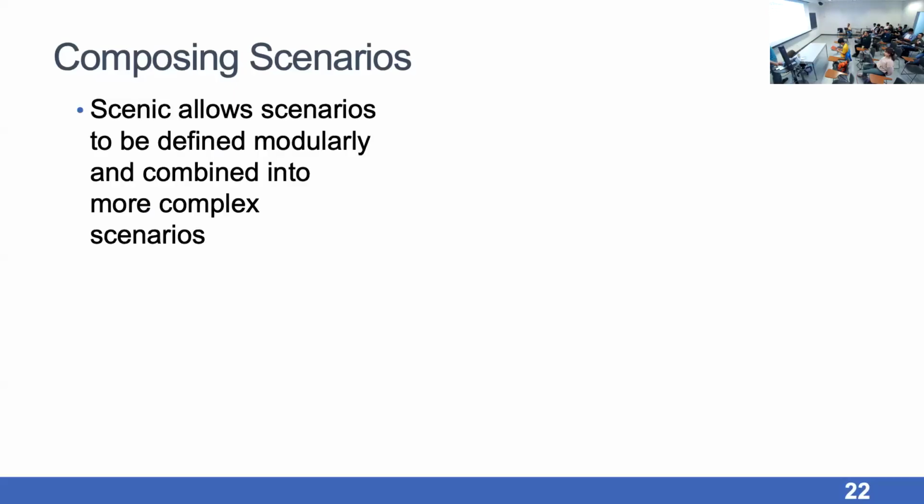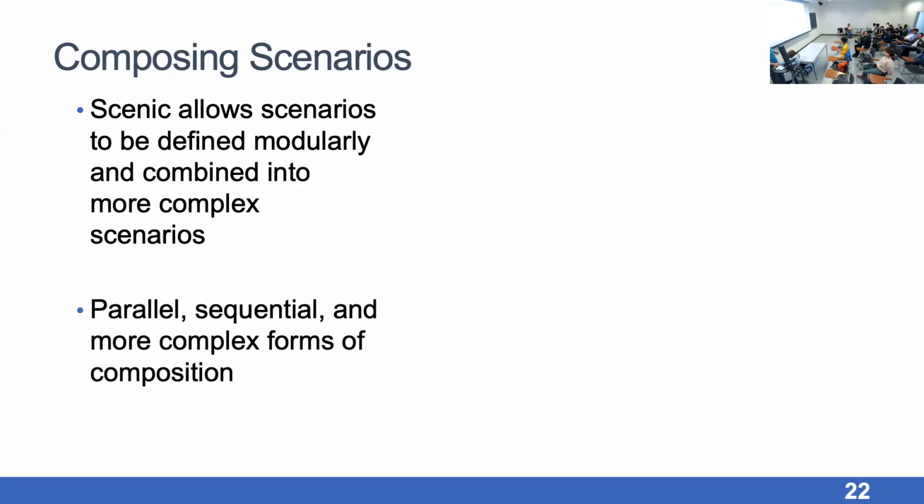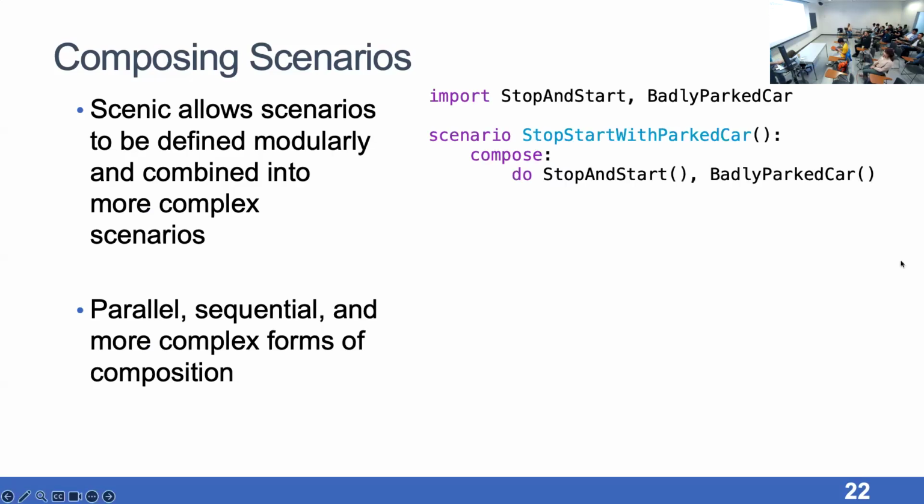First of all, Scenic allows you to compose scenarios together. Everything we saw so far was writing individual scenarios and running simulations. But we can also take existing scenarios that you wrote in Scenic and put them together into more complex ones. There is a scenario statement in Scenic like this, which lets you write all of the code for a scenario inside this indented scenario block and give it a name.